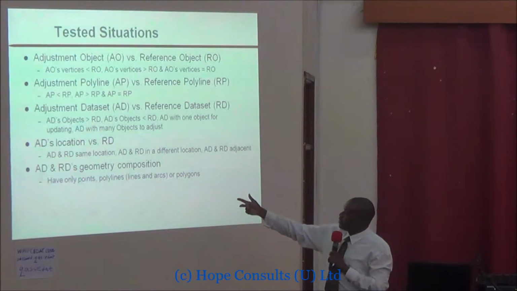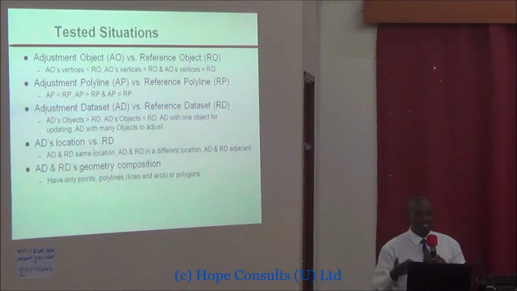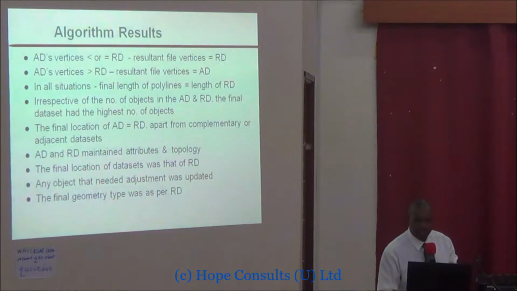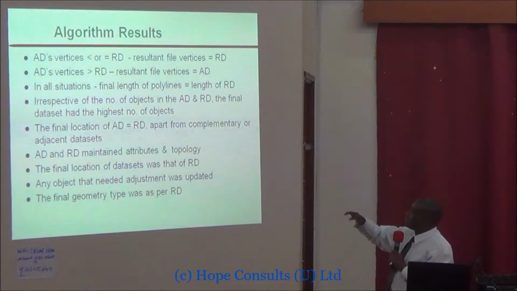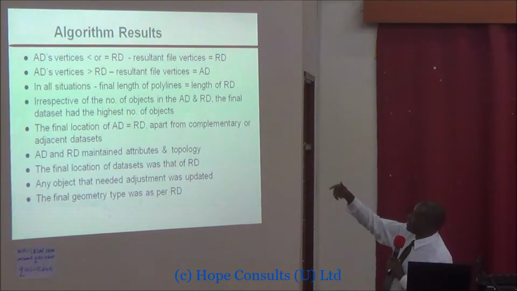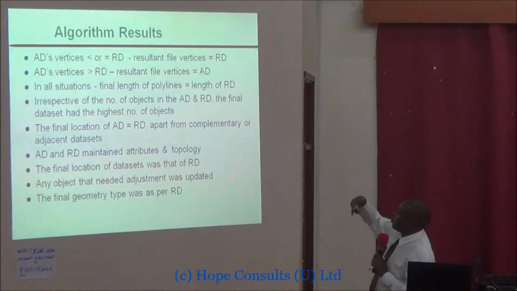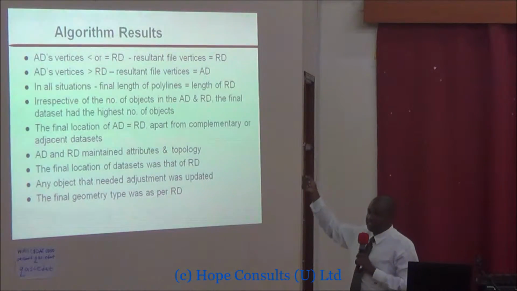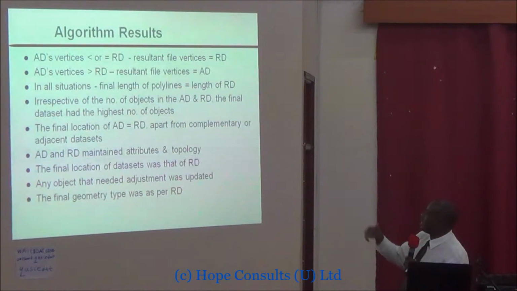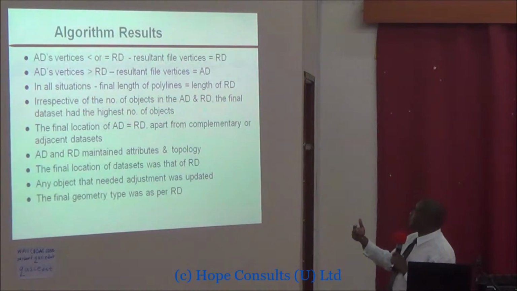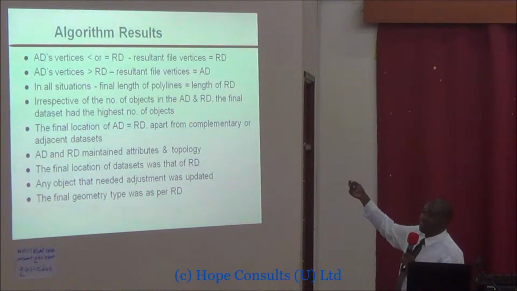We also tried out this algorithm on different areas where we have only points, only lines, and polygons. From the results, we realized that when the adjustment data set we want to adjust has more vertices and more objects or features, it will always be increased in relation to the reference data set, because you always need a reference here. In all situations, most of the polylines within the data set will be adjusted and will be equal to the reference polyline the way you wanted.